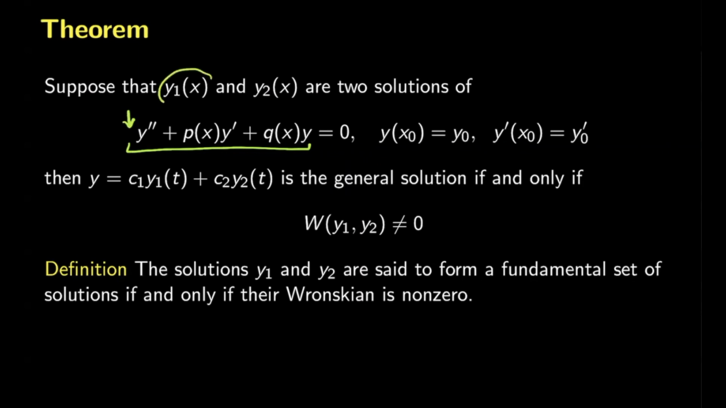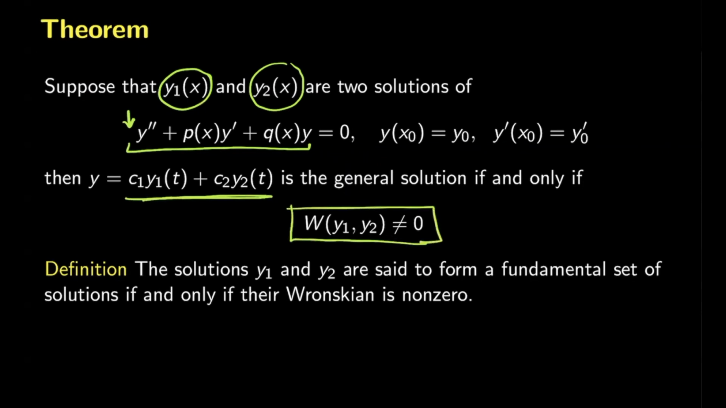And if it has two particular solutions that satisfy the differential equation, then they will form a general solution to that differential equation if and only if the Wronskian of these two solutions is non-zero. So that is the if and only if condition. If the Wronskian of the two solutions is non-zero, then they will form the general solution.